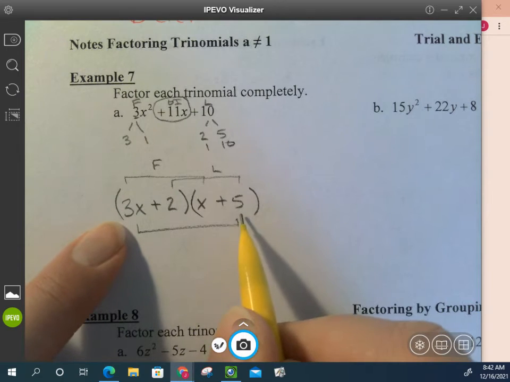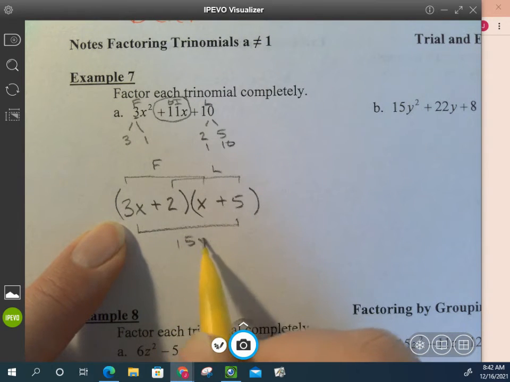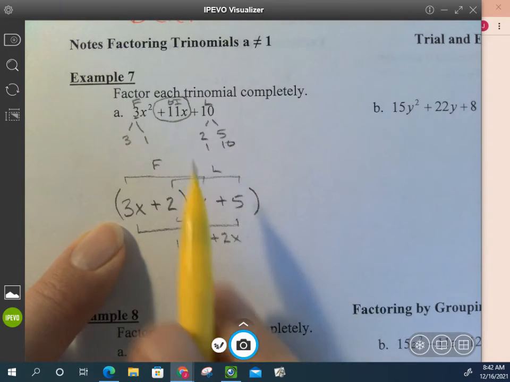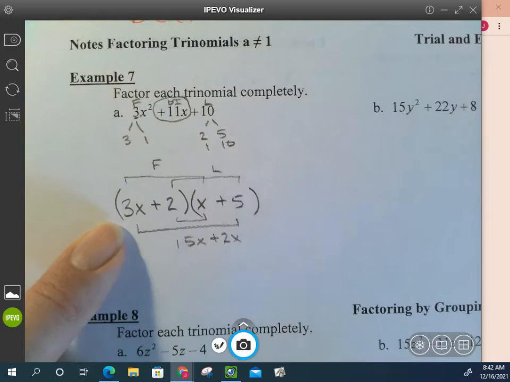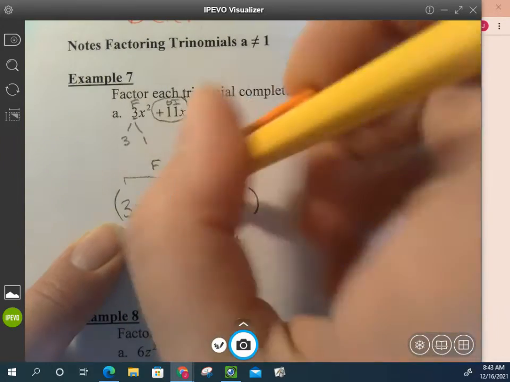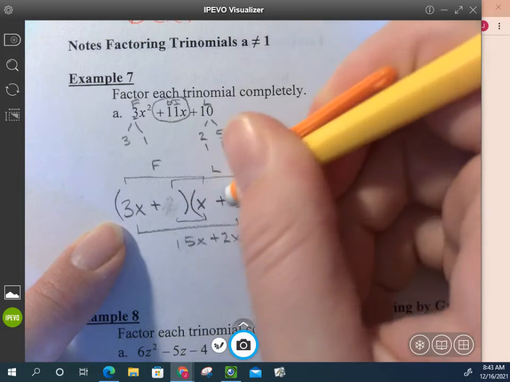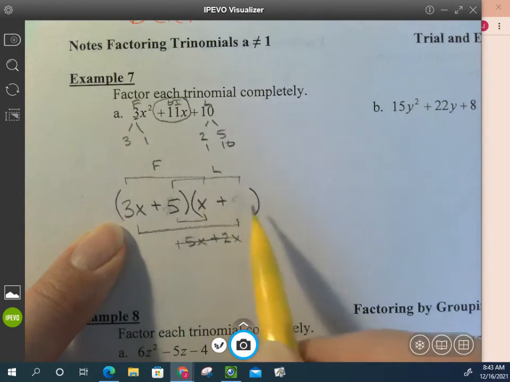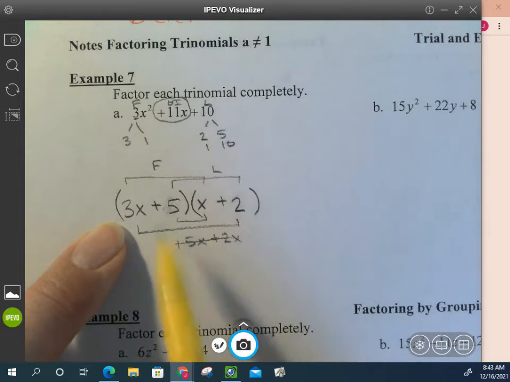When I multiply the outside, I get 15x. And when I multiply the inside, I get 2x, which adds up to 17. I didn't want 17. I wanted what? 11. Every set of factors needs tried twice, because when I had the 5 here, it multiplied by 3. So now let's give this a turn. So if I have the wrong number, I flip my numbers or switch my numbers. So you always need to try it twice.